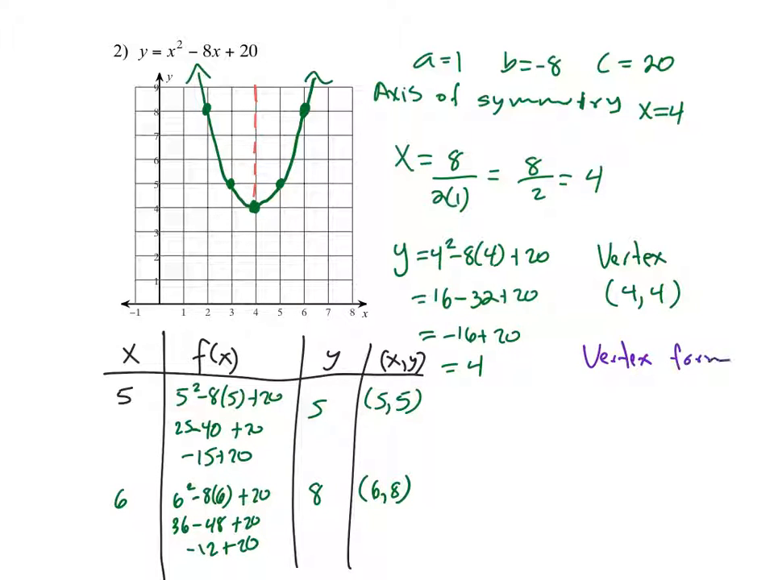Right? My vertex form. Again, I already found my vertex, so it's going to be y equals a is 1, so it's x minus 4 squared plus 4. And lastly, my y-intercept is the point 0, 20.